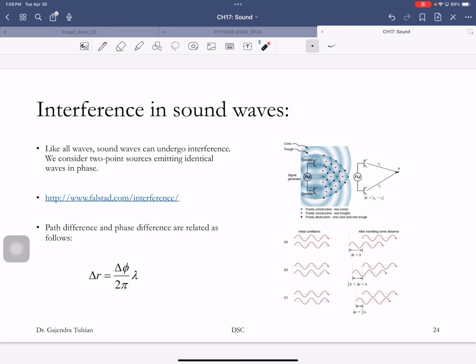Okay. So when you have multiple speakers, the energy is getting redistributed. There are some places where, so black dots are purely destructive interference. These are purely constructive interference. So there's zero energy being deposited here and more energy being deposited here. And those are purely constructive, and purely constructive two troughs. Okay, so these are both purely constructive.